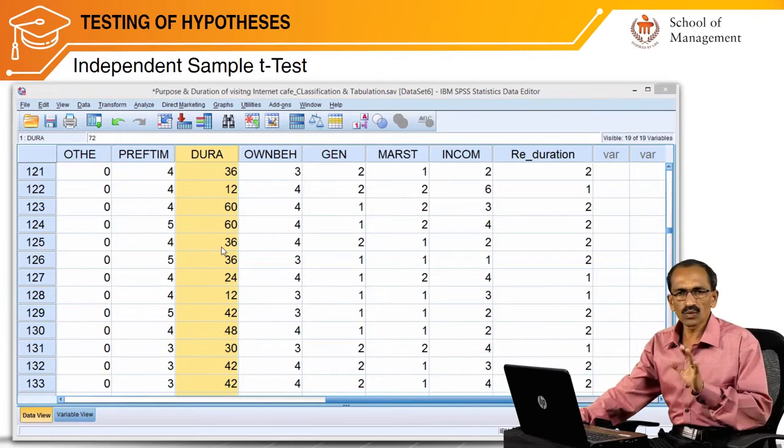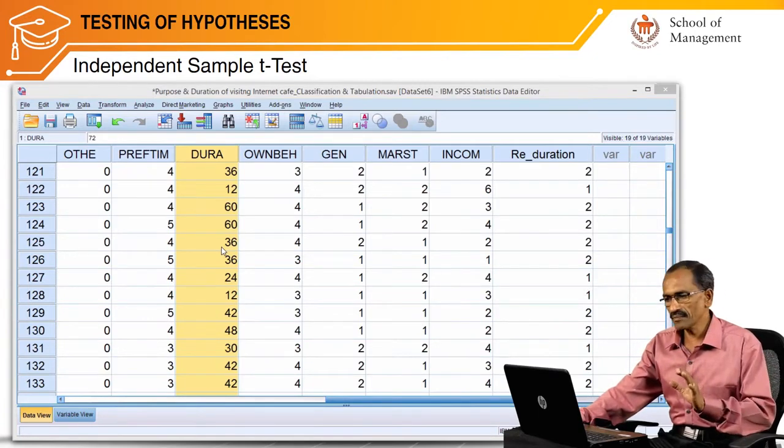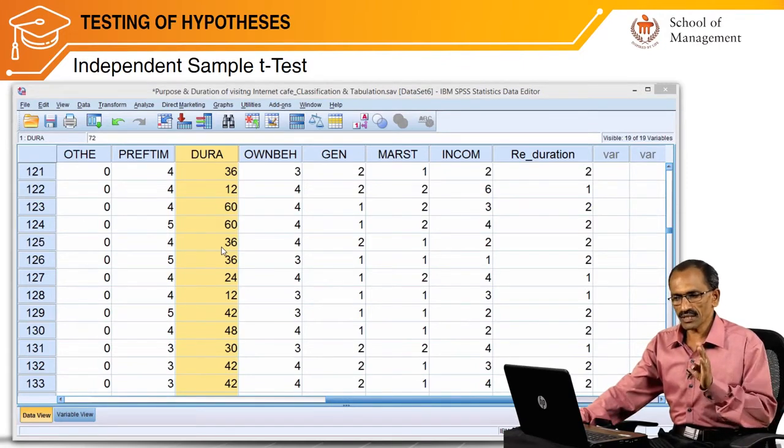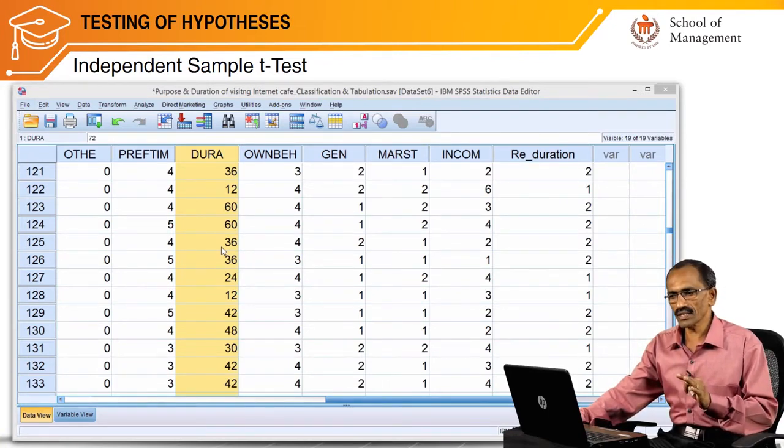And don't forget the two questions that I keep repeating every time. The two questions are, what is the purpose of a particular test? And second, whether the data at hand are suitable for that. First question, what is the purpose of the test? The purpose of the test is to compare the mean value of a particular variable between two categories of population or two categories of sample. And what is the second question? Whether the data at our hand are suitable for that.